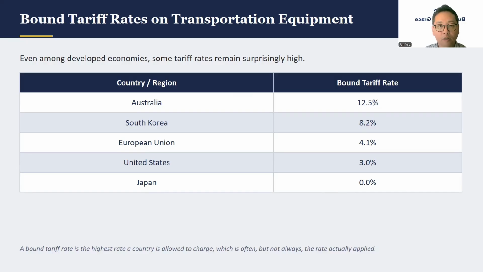Exporting to Japan on paper looks completely open at 0%, but exporting the same parts to Australia could mean a bound tariff over 12%, a very real cost that changes your pricing and your competitiveness in that specific market. This is exactly why experienced exporters build country-by-country tariff schedules before they ever set a price, rather than assuming that one global price will work everywhere in the same way.